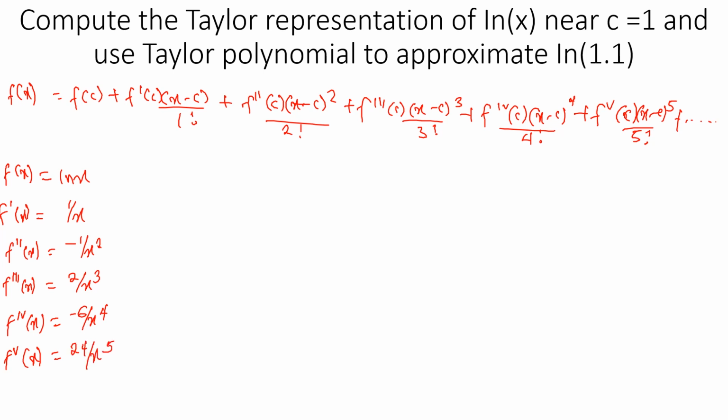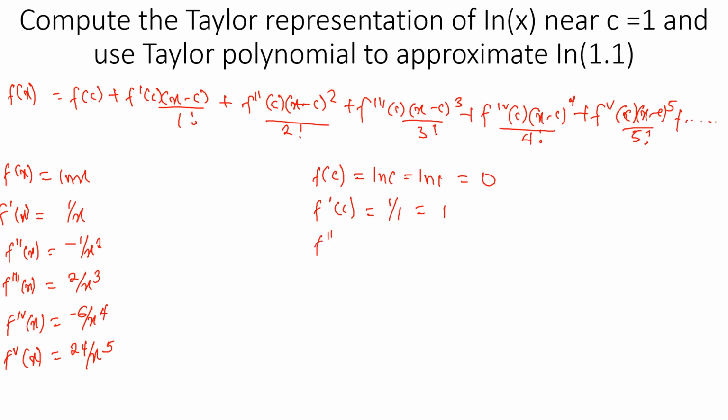Alright, so you can therefore transform it as f of c. So f of c will be equal to ln c. And what is c? c is given from the question as 1. So ln c is 0. Then it continues like that: f prime of c is going to be 1 divided by 1, because c is 1. So it's going to give us 1.